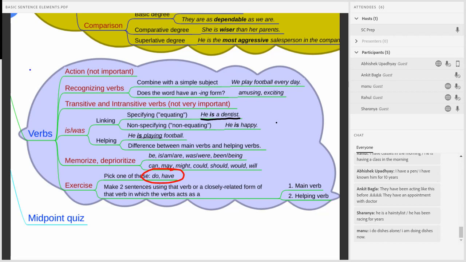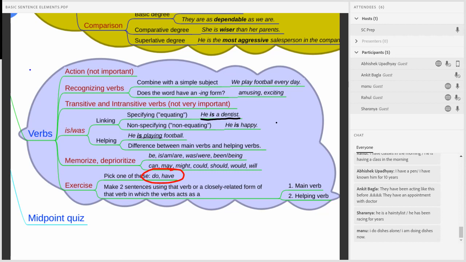All right. Second one. He has been racing for years. So has been racing is the verb. But your example is fine in the sense that in the second one, has is a helping verb. Okay, good.